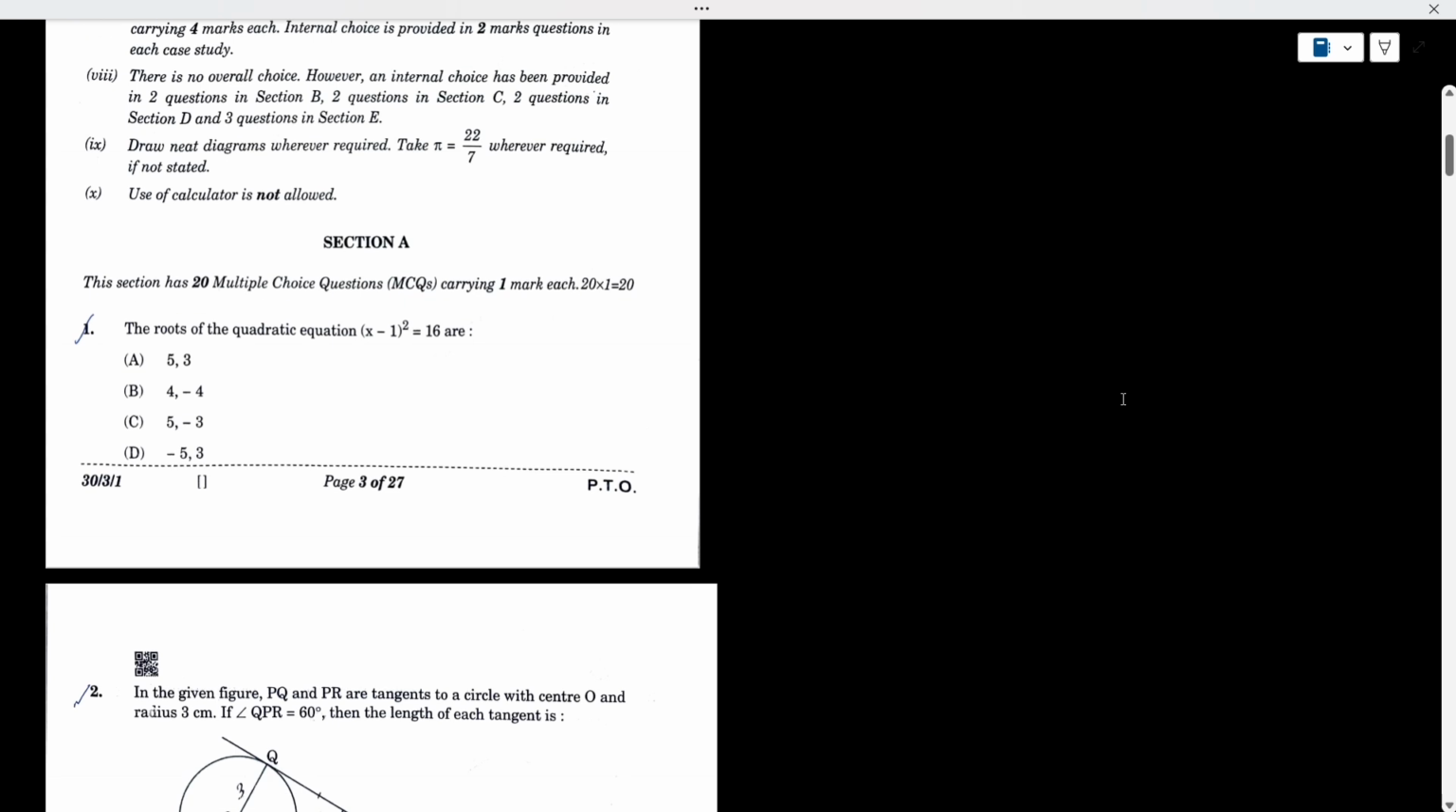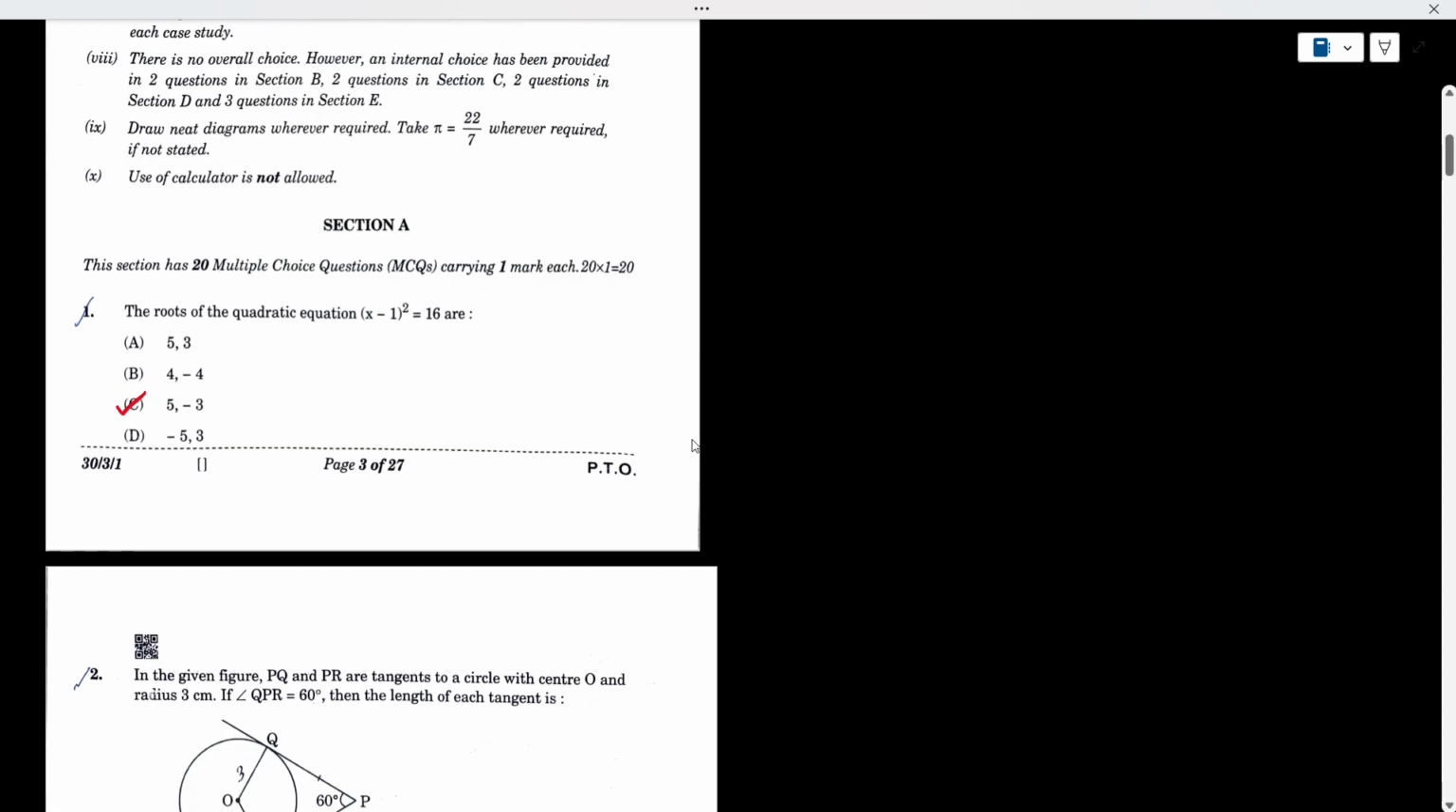Here the first question, there will be 20 MCQs. If you see the first answer, it is option C, (5, minus 3), which is the right option.